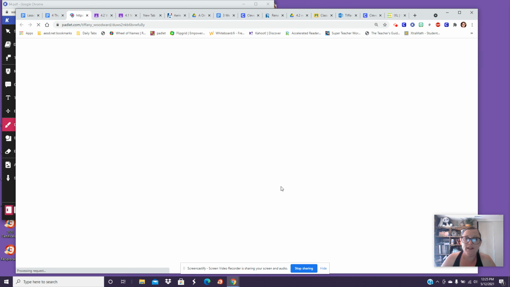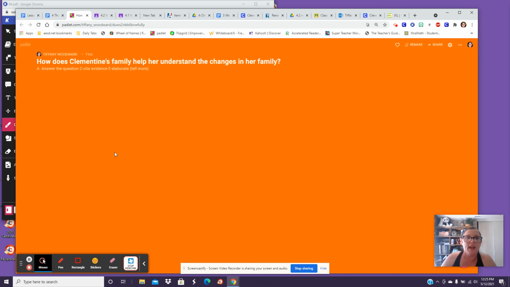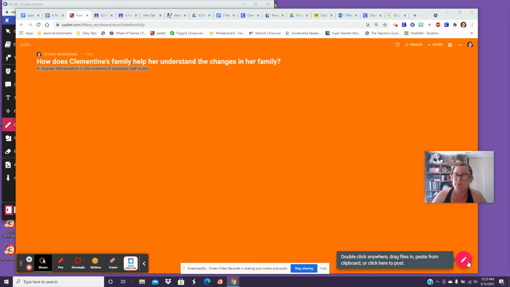So go ahead and go to Padlet. And it says, how does Clementine's family help her understand the changes in her family? So you have to explain to me what happens in the story. What are the changes? And how is her family helping her to understand these changes? Try to do an ACE answer the best you can. It tells you right here, answer the question. Then give me the evidence from the story, and then elaborate and tell me more. You press this little plus sign to type, okay?